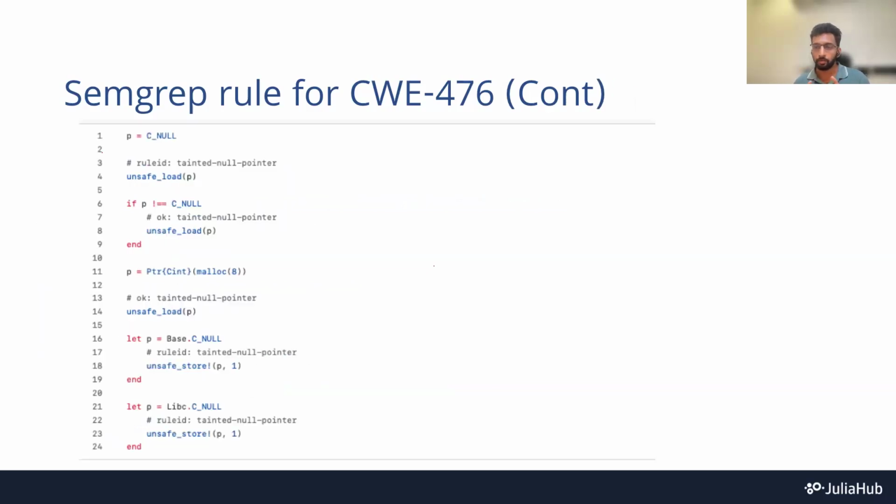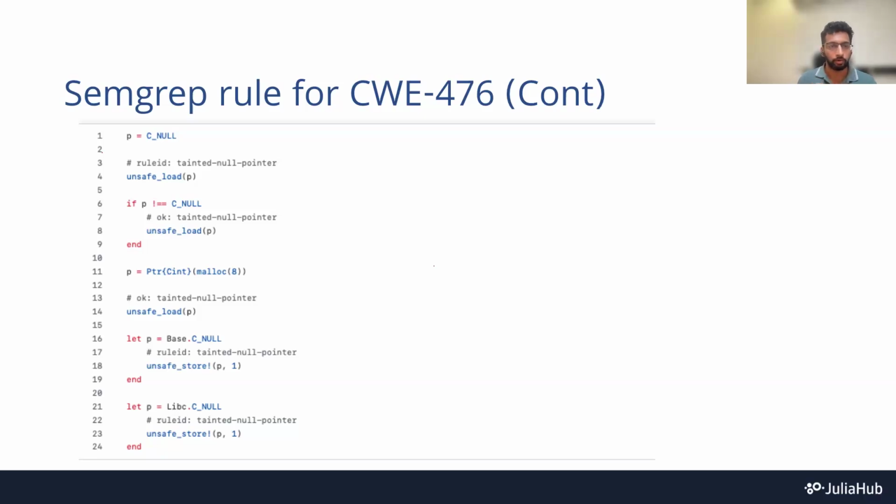So here is a code example where we would encounter an issue related to this CWE. If you see, line number one is the null pointer address that we are setting in the variable P. And clearly line number four is where the issue is, right? Because we are now trying to do an unsafe load on this null pointer exactly. So at this point, we would report an issue, line number four.